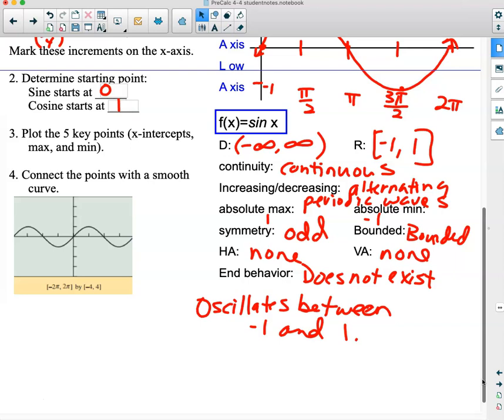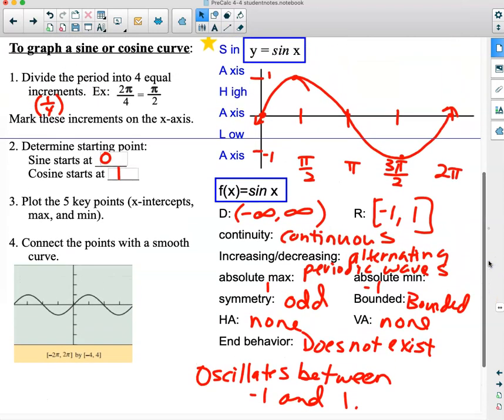So these are the steps we're going to use whenever we're graphing a sinusoid. We're going to divide whatever the period is into 4 equal increments. We're going to determine those starting points with sine starting at 0 and cosine starting at 1, unless we have a horizontal shift. That may change. We're going to plot 5 key points, nice points, like it says, the x-intercepts, the maxes and mins, all that good stuff, and then connect them up with a smooth curve. Sine graph, everybody.